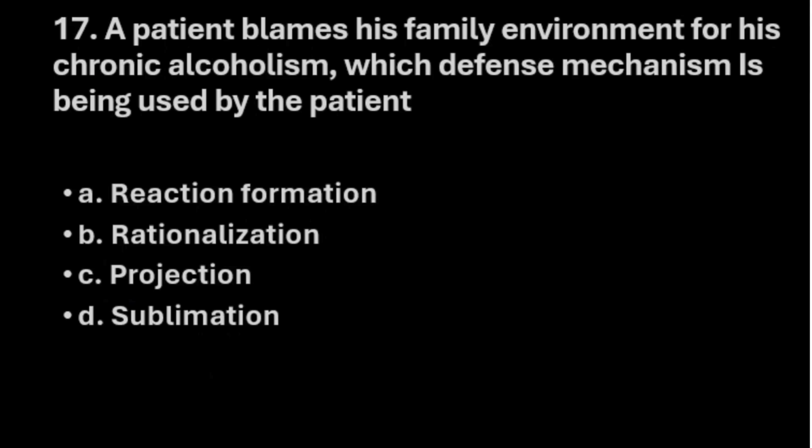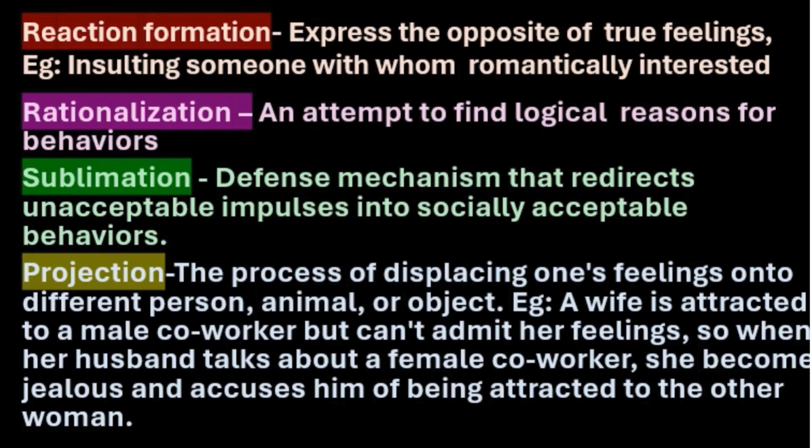Next question. A patient blames his family environment for his chronic alcoholism. Which defense mechanism is being used by the patient? Option A, reaction formation. Option B, rationalization. Option C, projection. Option D, sublimation. Let us see the right answer. The right answer here is option B, rationalization.